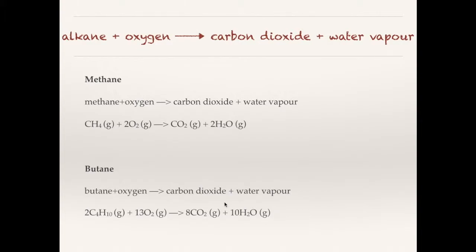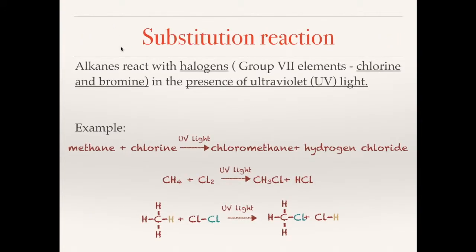We will now look at the second reaction that alkane can undergo, which is the substitution reaction. So this reaction needs a very specific condition, which is UV light, the ultraviolet light. So alkanes will react with halogen. So recall that halogen is the group name for your group 7 elements, such as chlorine and bromine. And all this has to happen in the presence of ultraviolet light. If not, nothing will happen. So an example would be methane and chlorine in the presence of UV light. We get chloromethane and hydrogen chloride.